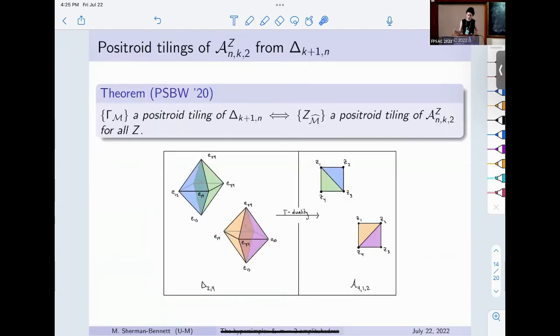And now for the tiling result, I don't really have time to tell you much of anything, so let me just illustrate it and give you one sentence about the proof.